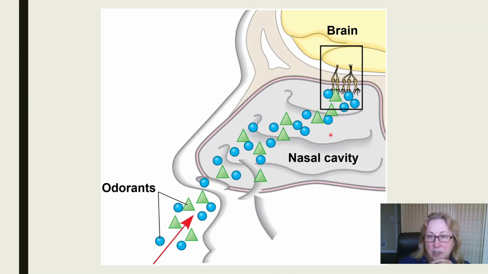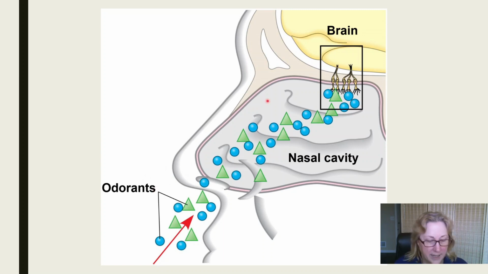So the reception area is up here in your nasal cavity. Different molecules end up there, whether they're coming through your nose or up through the back. There's also a connection to your nasal cavity through the back of your throat. So when you're eating food, that's how these molecules are getting up into your nasal cavity from the back of your mouth.